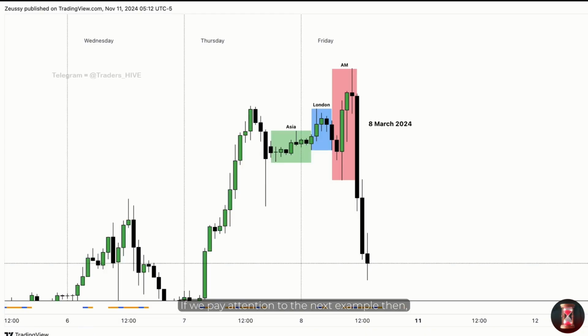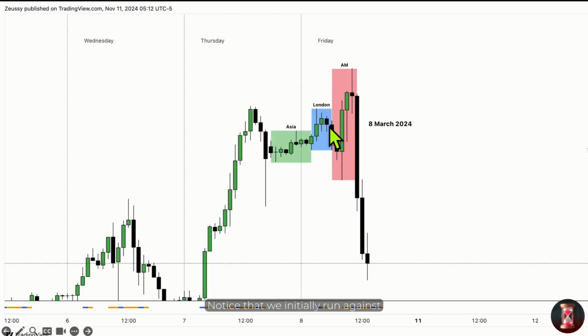If we pay attention to the next example, I want you to see that throughout Thursday, the market expanded towards the upside, then began to retrace. Asia came along and the market began to consolidate. Notice how we were just going back and forth. London opens up, and what does London do? It initially runs higher, forms the high of London, and then begins to draw towards the downside. New York morning session opens up, and what does it do? It opens up, runs lower, taking out the London low and the Asia low, then begins to run towards the upside. And here's something interesting.